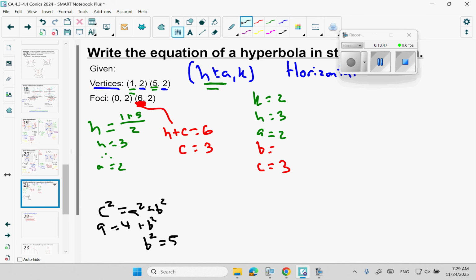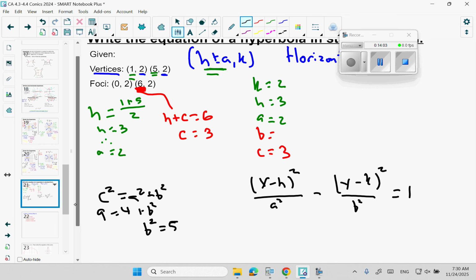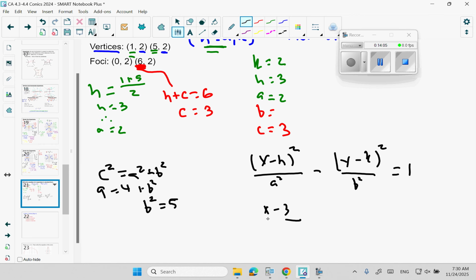Horizontal equation, so I know it can be x minus h squared over a squared minus y minus k squared over b squared equals 1. X minus 3 over 2 squared, so 4, minus y minus 2 squared over b squared, which is 5, equals 1.